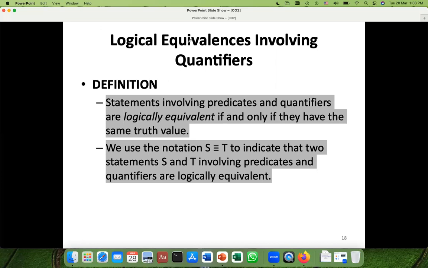So here, logical equivalence, we know that we may have a statement with predicates and quantifiers in it. What is a predicate? We saw the definition of predicate just in the previous slides. If I ask about quantifiers, then maybe you will say, okay, these are the quantifiers. But what is a predicate?